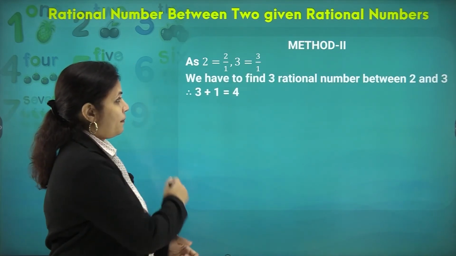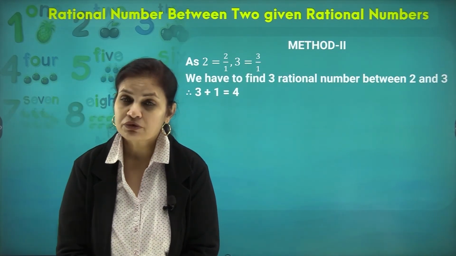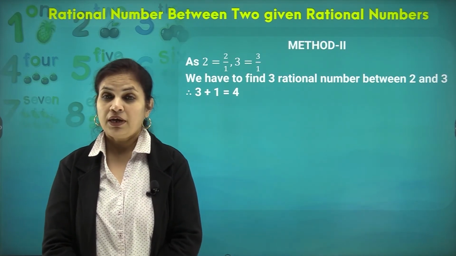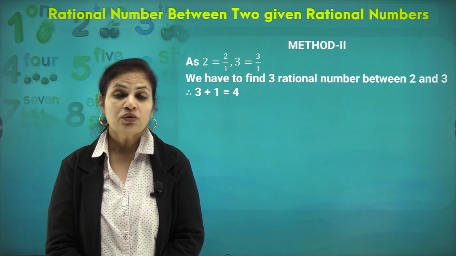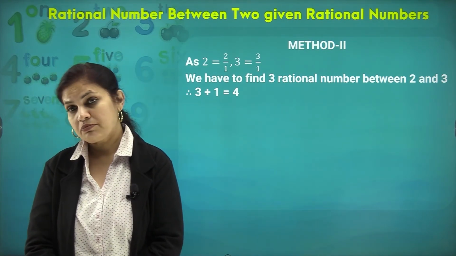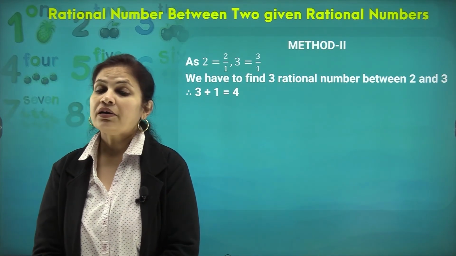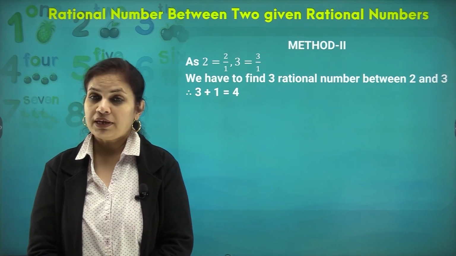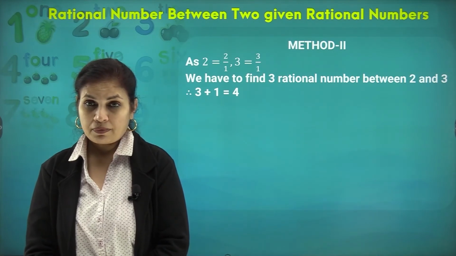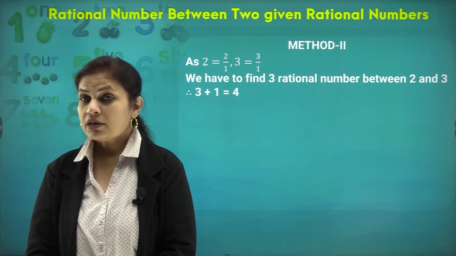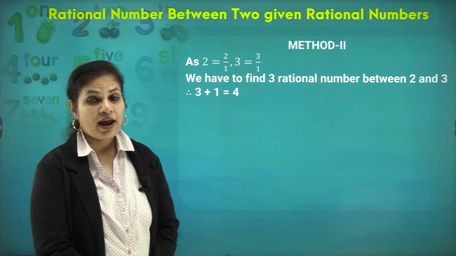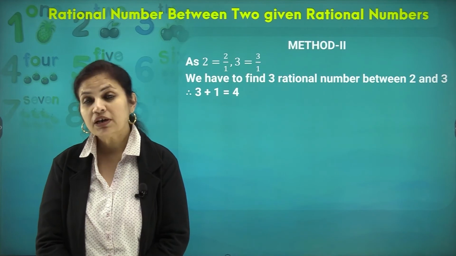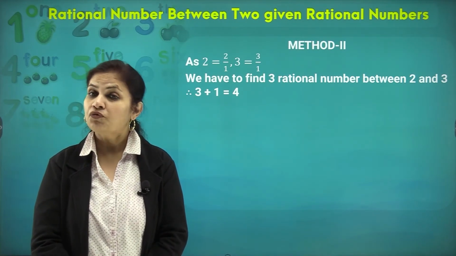So here suppose I have to insert 3 rational numbers between 2 and 3. So what would I do? I would add 1 to the total number of rational numbers which I require. If I require 3 rational numbers between 2 and 3, then I add 1 to 3 and make it 4. But what to do with this 4? I have to take this 4 as the denominator of the given numbers. I have to convert the denominators of the given numbers to 4.